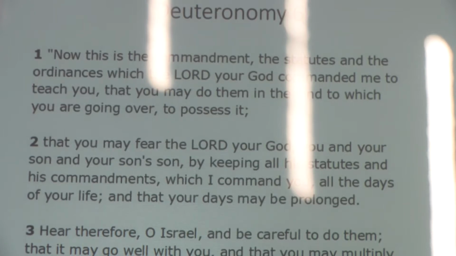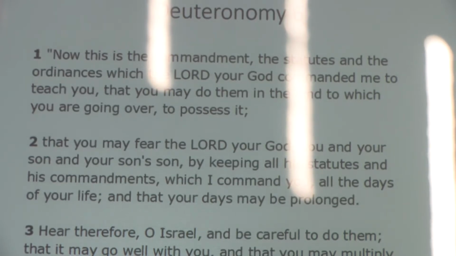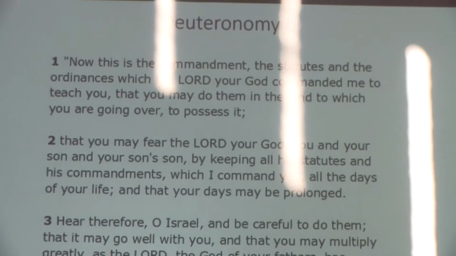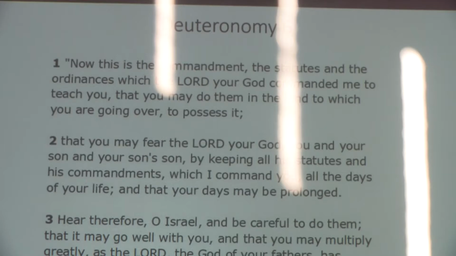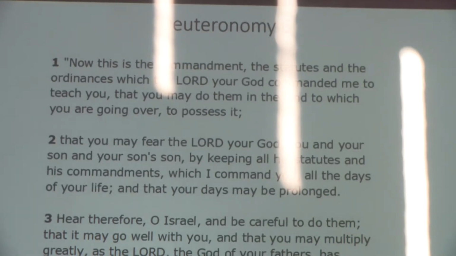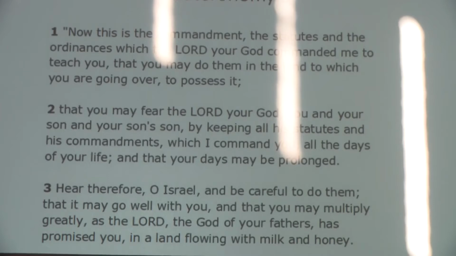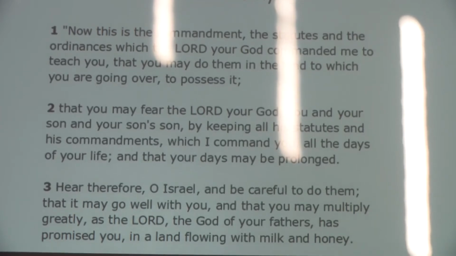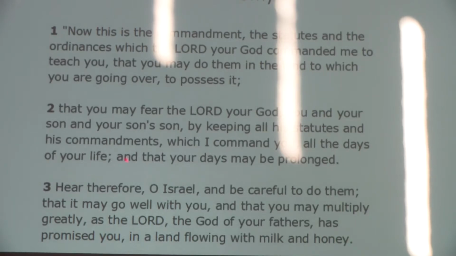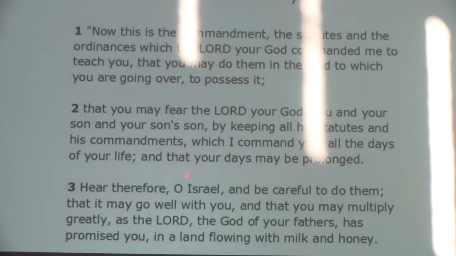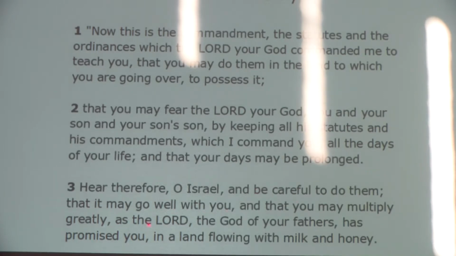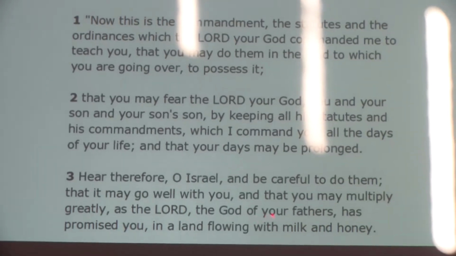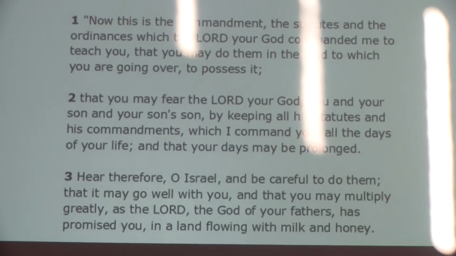This is from Deuteronomy. This is what it says. Now, this is the commandment, the statutes and ordinances which the Lord your God commanded me to teach you, that you may do them in the land which you are going to possess. That you may fear the Lord your God, and you and your son and your son's son, etc., may have long days in the land. Hear therefore, O Israel, be careful to do them, that it may be well with you, that you may multiply greatly, as the Lord, the God of your fathers, has promised you in this land of milk and honey.